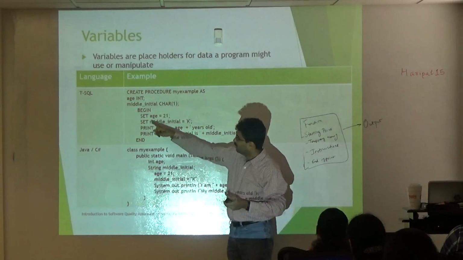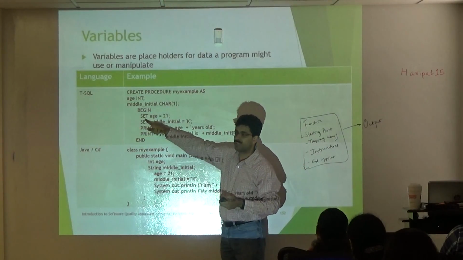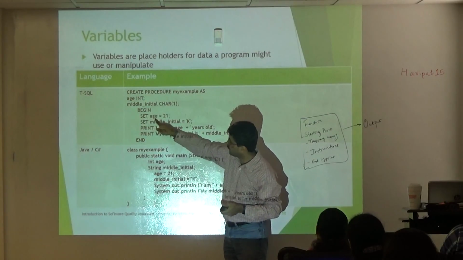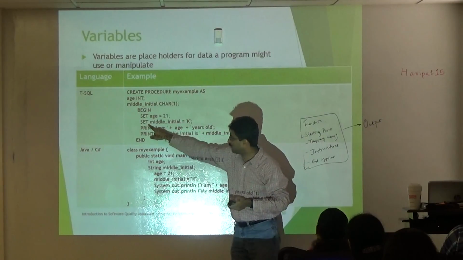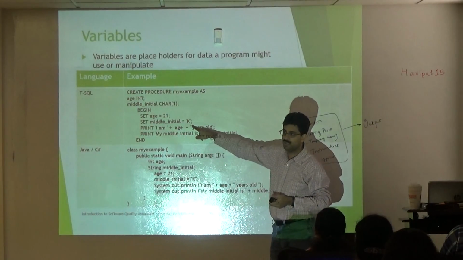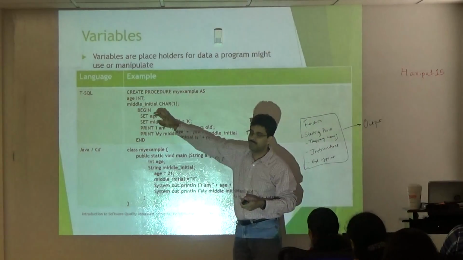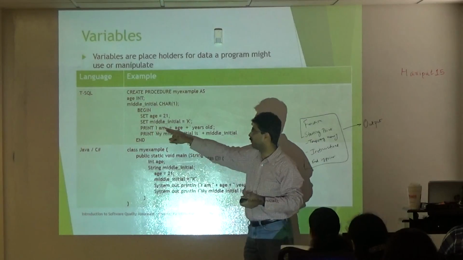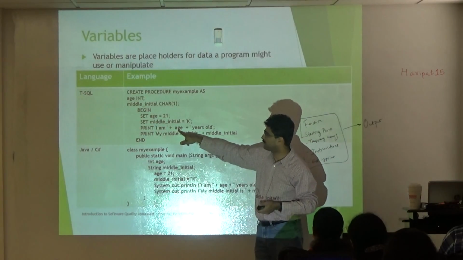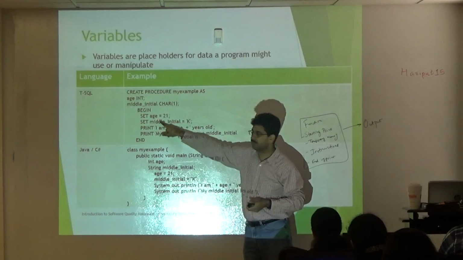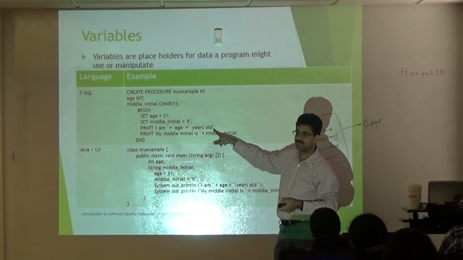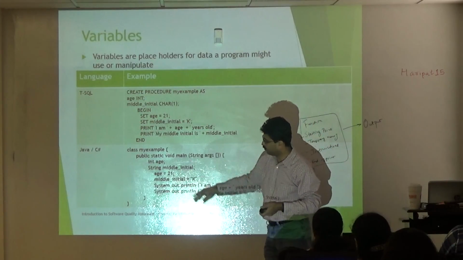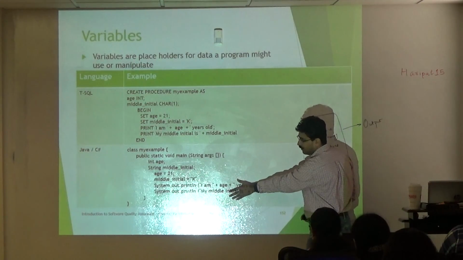Okay. So within my instructions, I'm going to manipulate that temporary area. In this case, I'm setting the age to be 21 and my middle initial to k. Now I want to print information which involves some of the temporary memory. So I'm doing a print, and then I'm substituting the value from the age: this many years old, and my middle initial is this. And performing the same thing in Java or C#.